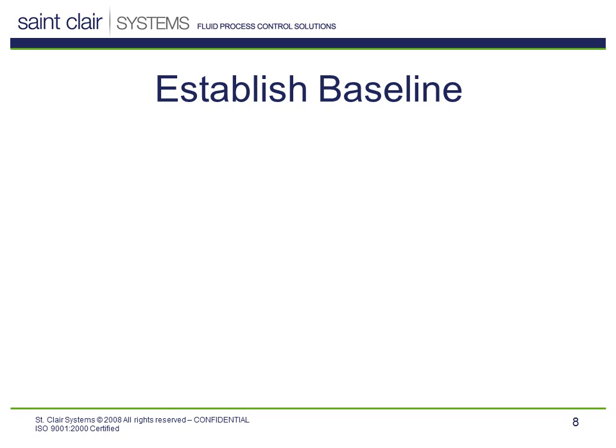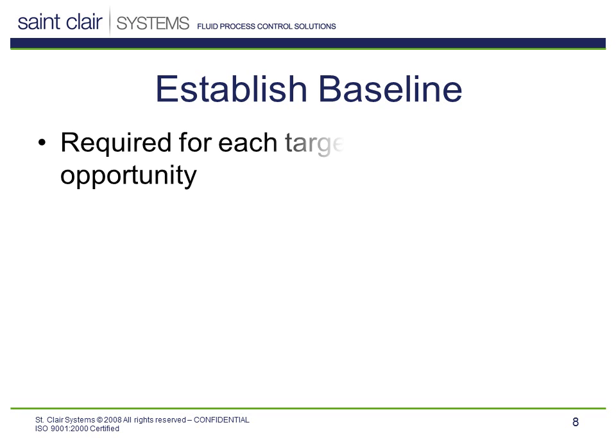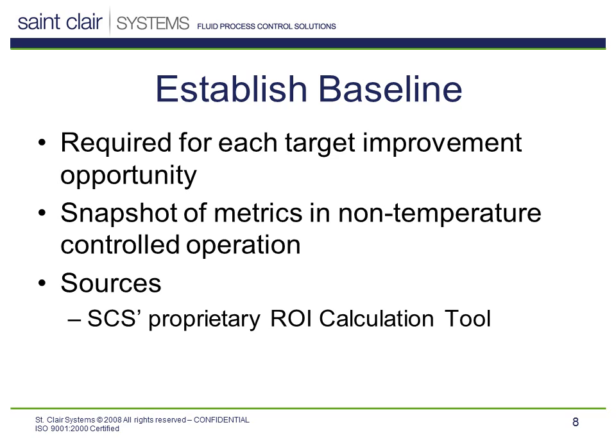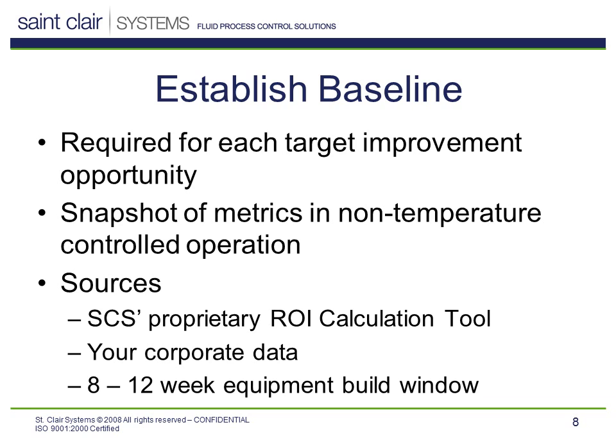Once the metrics and measurement methods for each target improvement opportunity have been established, it is essential to get a baseline, a picture of these metrics as they exist in the non-temperature controlled operation. If the justification for the project came from SCS's ROI calculation tool, this baseline may already be contained within the data used to complete this calculation. If not, or if some of the metrics are thought to be outdated or incomplete, we can use that 8 to 12 week period between the release of the purchase order and the delivery of the equipment to track the data and establish this baseline.